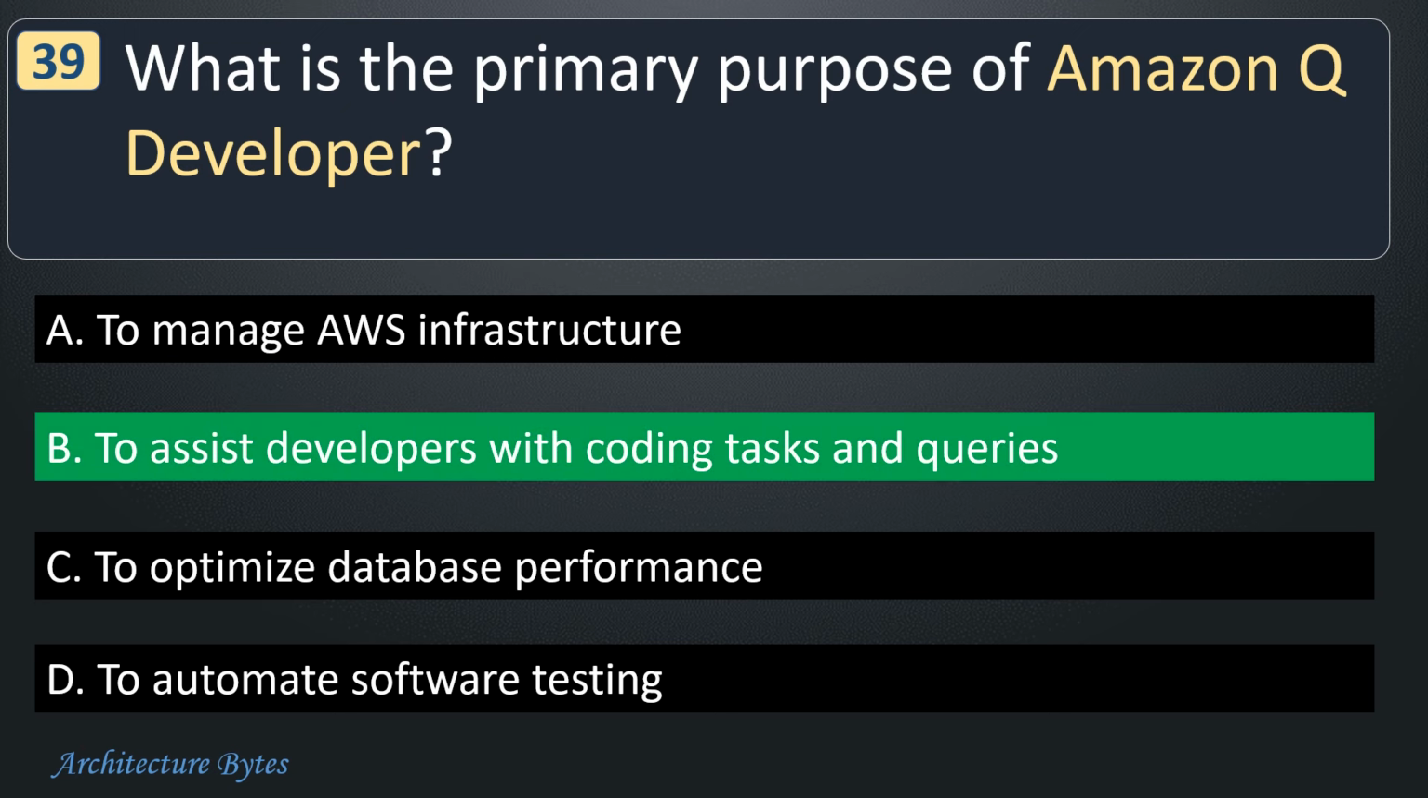Option B, to assist developers with coding tasks and queries, is the right answer here. Amazon Q Developer is an AI-powered coding companion designed to assist developers with various coding tasks and queries. It can help with code generation, debugging, and answering questions about AWS services and best practices.